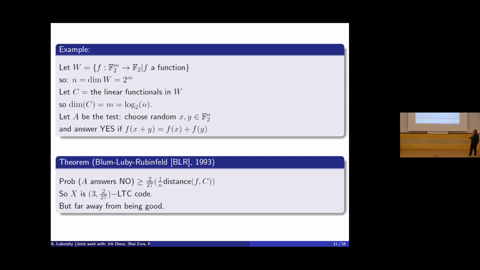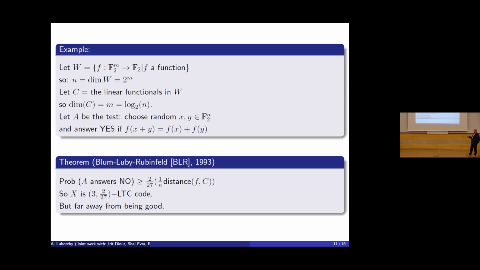Why? Let me tell you, first of all, what the test is. The test is the simplest thing you would come up with. Choose two vectors x and y in F2^n, and answer yes if f(x+y) equals f(x) plus f(y). If it's a linear functional, it should satisfy that, so it will answer yes.